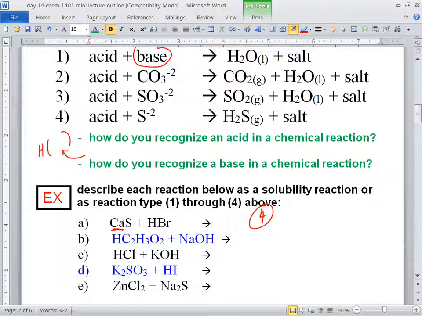Paul, how about B? Solubility, or one of those up there? He wants to say solubility, but look for that acid. There's an acid. So you do not want to say solubility. Okay? So, Dylan, it's one of those four. Which one is it? It's number 1, because you saw the base. Right? Number 1. Okay, let's change the question, Lorena, to solubility or 1 through 4 for C. Solubility, or is it 1 through 4? It's 1 through 4. Good. So, Stephanie, it's 1 through 4. Which one is it? Number 1. Good deal.